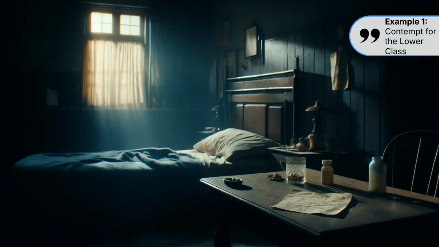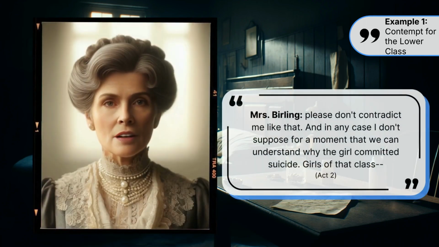Mrs Birling's contempt for the lower class is repeated throughout the play, exposing her lack of empathy. In Act 2, when discussing Eva's death with her daughter, she states, "Please don't contradict me like that. And in any case, I don't suppose for a moment that we can understand why the girl committed suicide. Girls of that class."